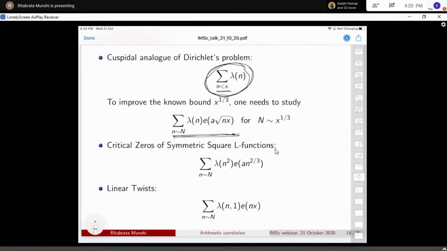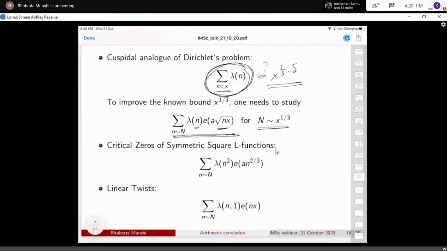This is called a nonlinear twist, like before. And here, this n will be of size x to the power 1/3. Right? So if you can get a non-trivial bound for this sum for n of size x to the power 1/3, then you get a non-trivial bound which will be better than x to the power 1/3. Okay? This is the bound that we are looking for. X to the power 1/3 is known.